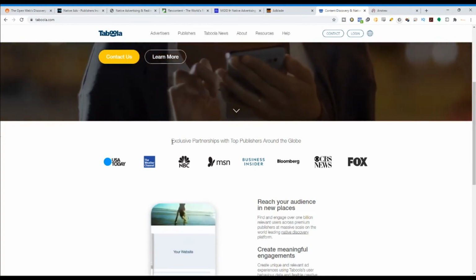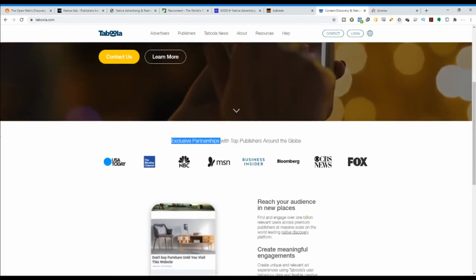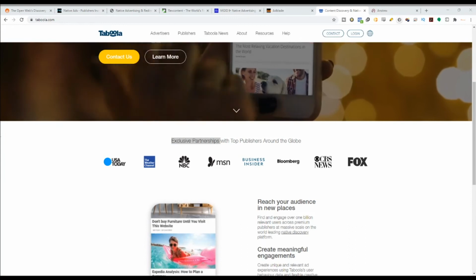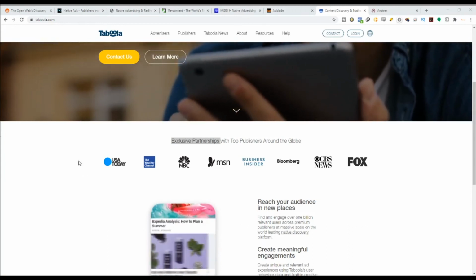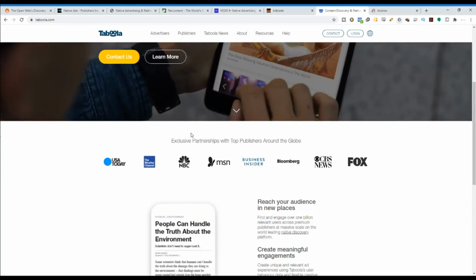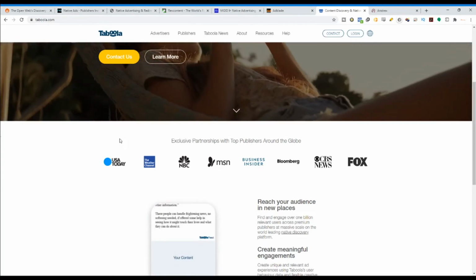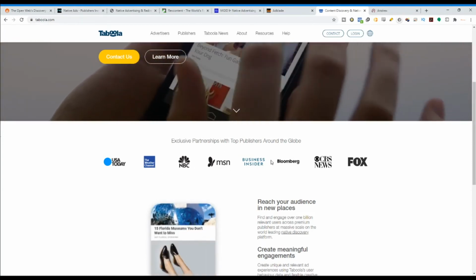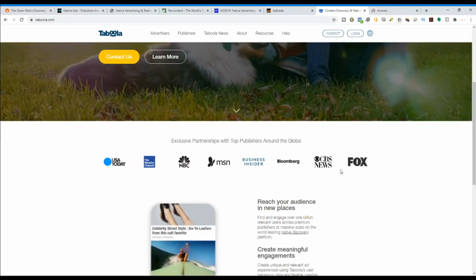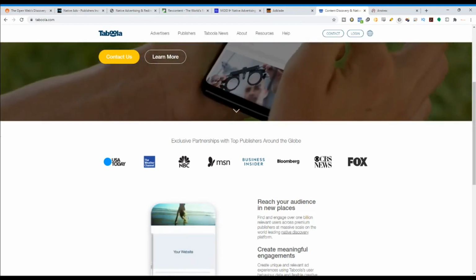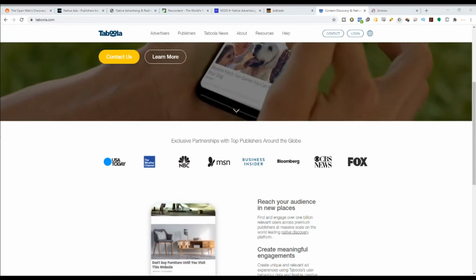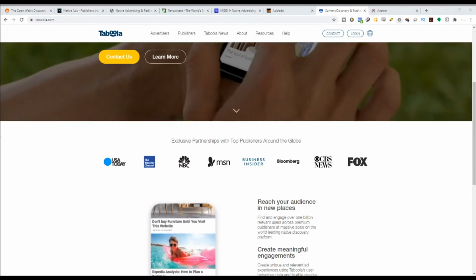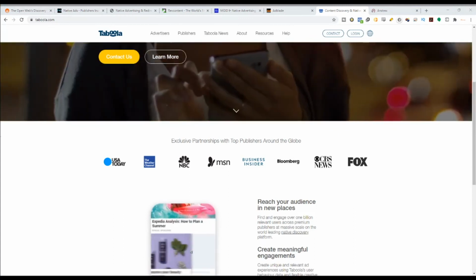So they do have an exclusive partnership. Exclusive means nobody else can actually promote in this particular publishers other than Tabula. So the exclusive partnership is with USA Today, the Weather Channel, NBC, MSN, Business Insider, Bloomberg, CBS News, Fox, and all these kind of big publishers. Tabula is always famous when it comes to all these publishers.